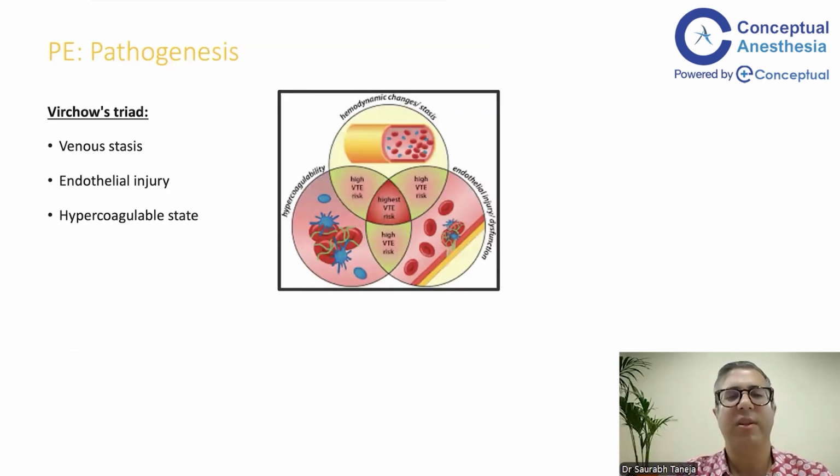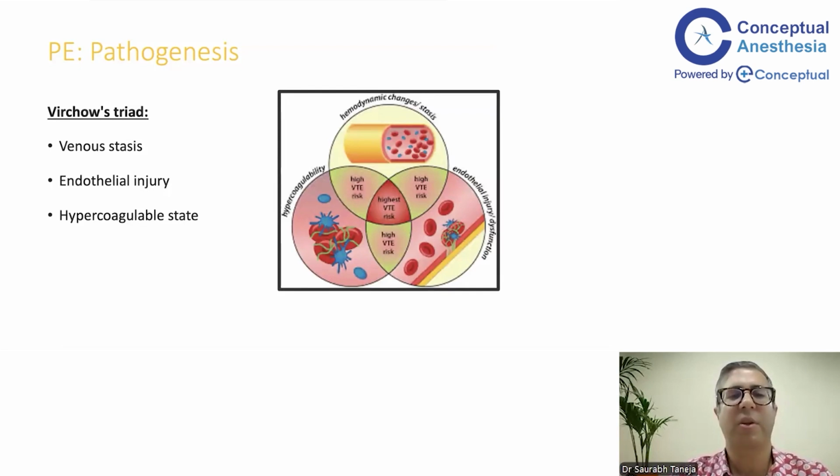Then what is the pathogenesis? Why does pulmonary embolism, or venous thrombosis leading into pulmonary embolism, happen? So this is explained by the Virchow triad. Virchow's triad says that when there are three things present simultaneously, the chances of venous thromboembolism risk are highest. So first is venous stasis. The stasis means that the blood flow has stopped in that area.